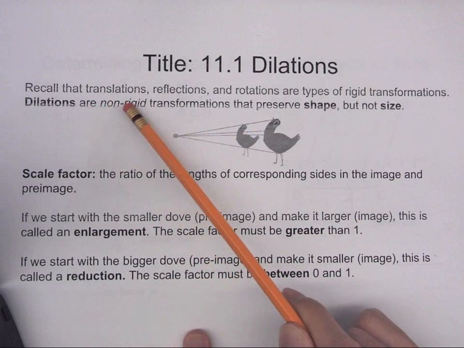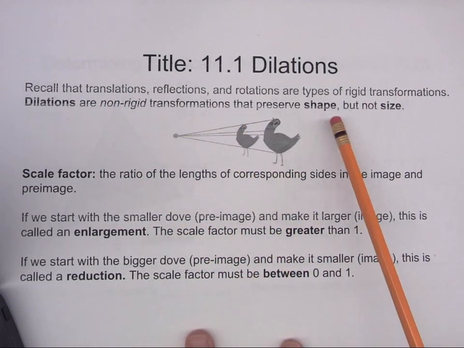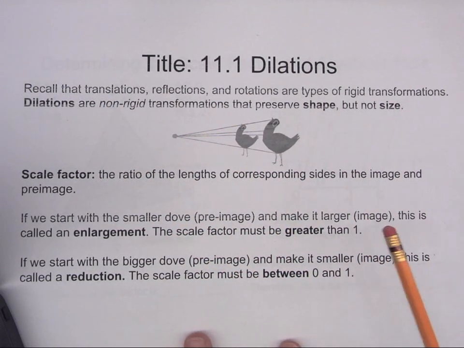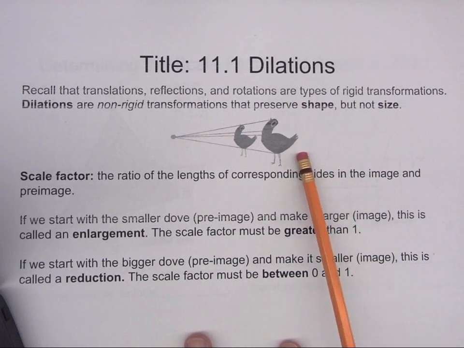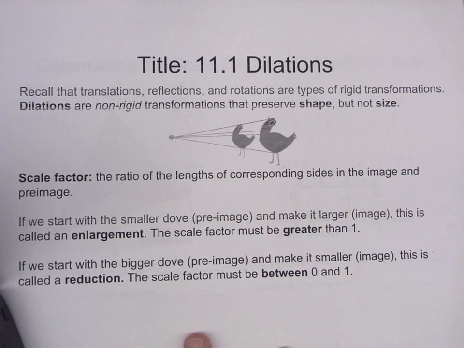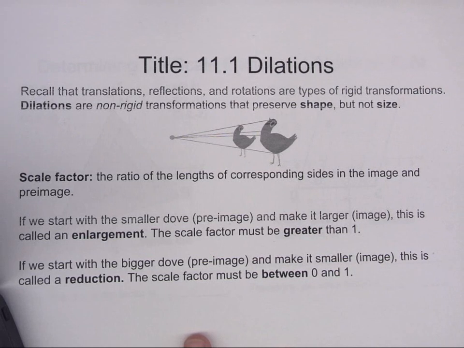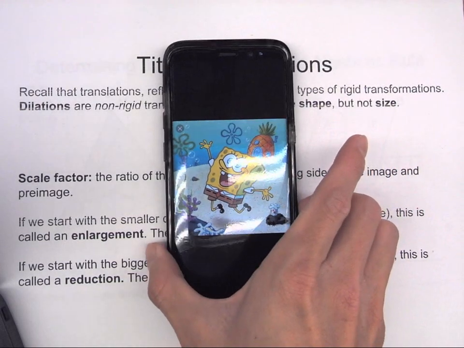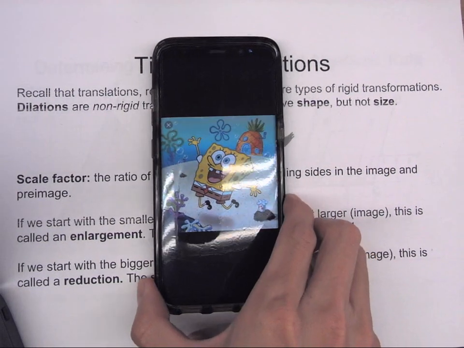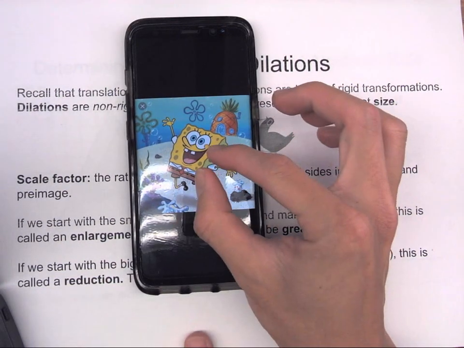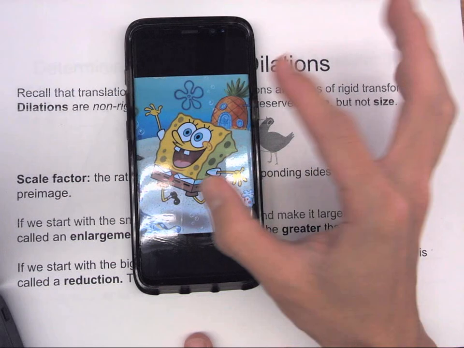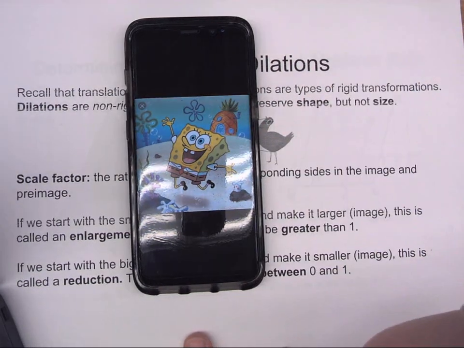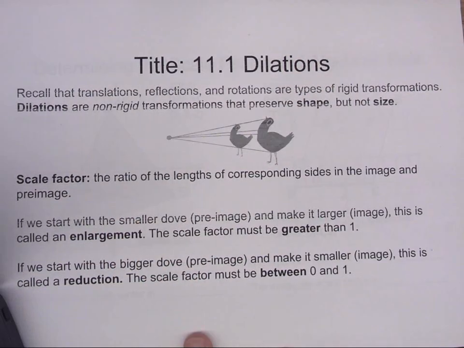So dilations are non-rigid transformations that preserve shape but not size. If you look at this, going from the smaller to the bigger one, the shape is preserved but not the size. For example, I took a screenshot of SpongeBob on my phone. If I make him bigger, that is an example of an enlargement. If I make him smaller, that is an example of a reduction.